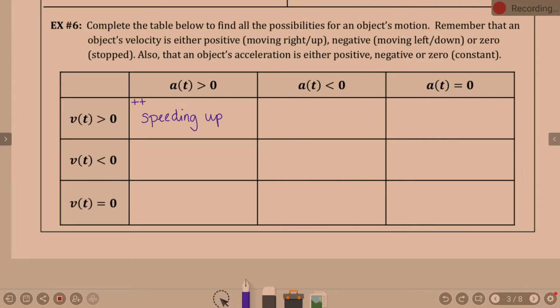Okay. Let's just go across. You want to go across or down? I'll go across. What about when my velocity is greater than 0, but acceleration is less than 0? Opposite signs. So we are what? Slowing down. What about when our velocity is positive, but acceleration is 0?